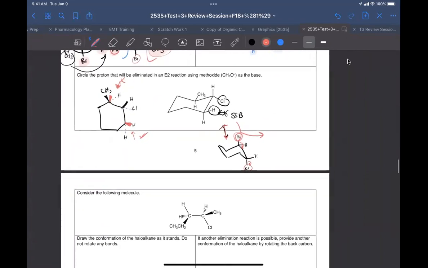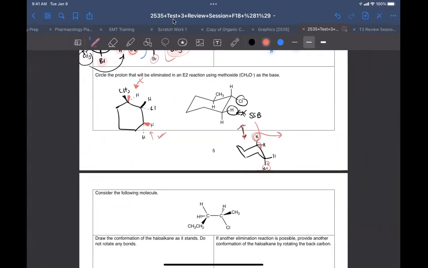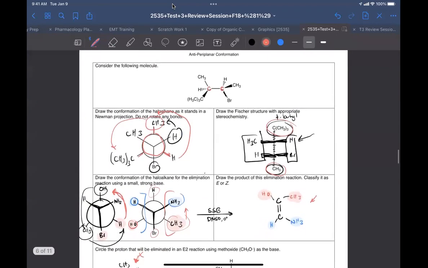Kinda, but I have a question. Can you go back to the first Newman projection and explain how you went from that to the Fischer? Because I'm still a little confused.